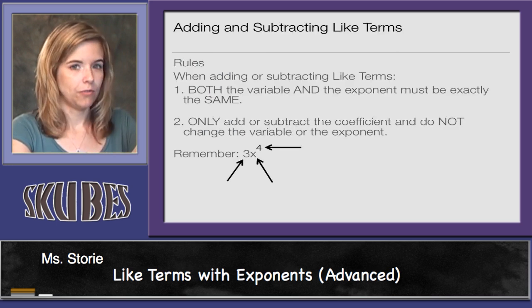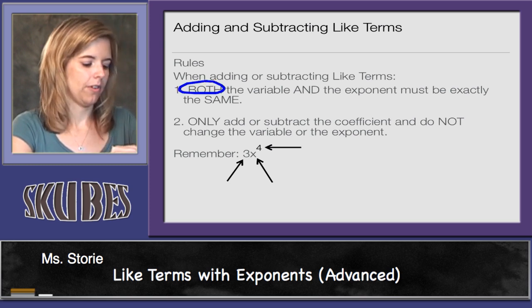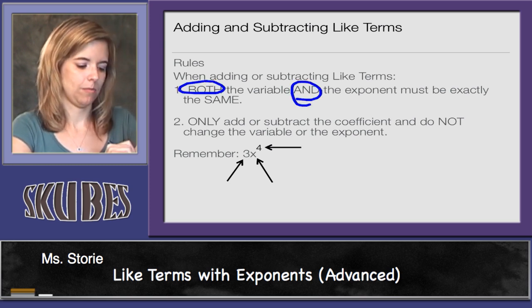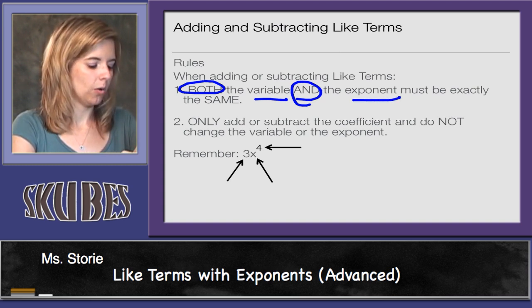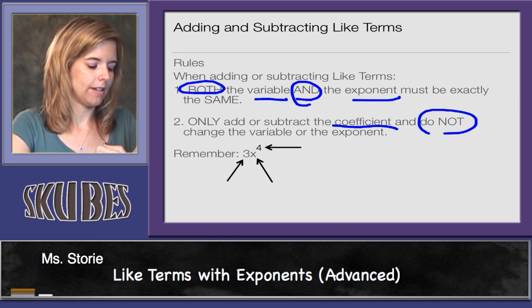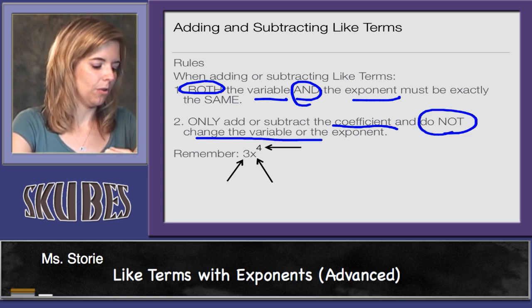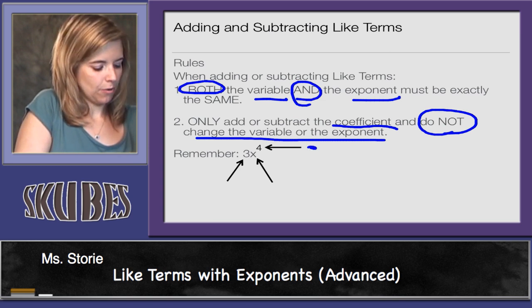If we need to add and subtract like terms, again, both the variable and the exponent have to be exactly the same. We need them to match. Only add or subtract the coefficient, and do not change the variable or the exponent. Remember the little 4 there, tiny little number is your exponent.